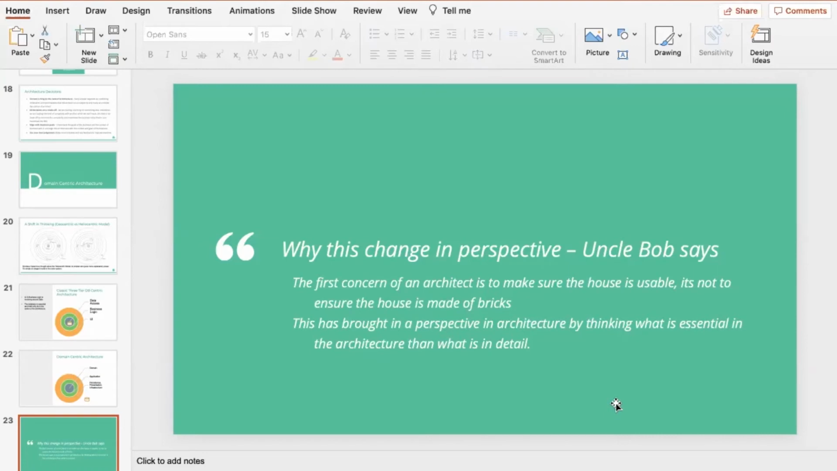Uncle Bob, who is the author of Clean Architecture, his name is, I think, Martin Richard something, but he's known in the industry as Uncle Bob. Everybody calls him Uncle Bob. And what Uncle Bob says is, for any architect, let's say I'm building a house, the important fact that you need to see is whether the house is usable or not.